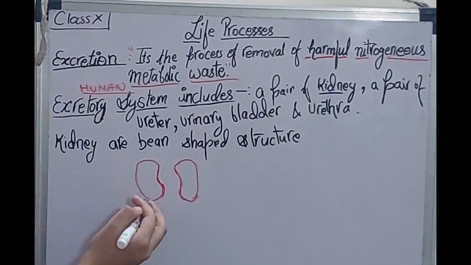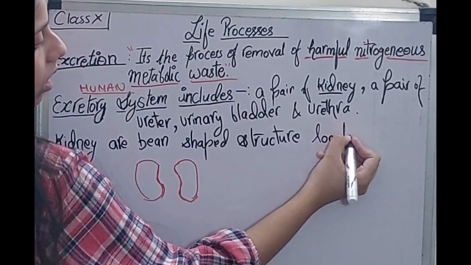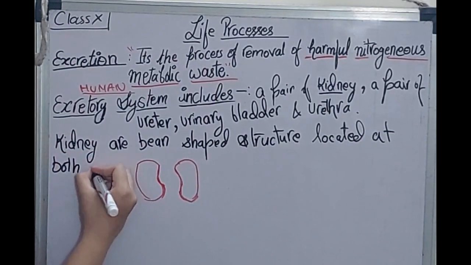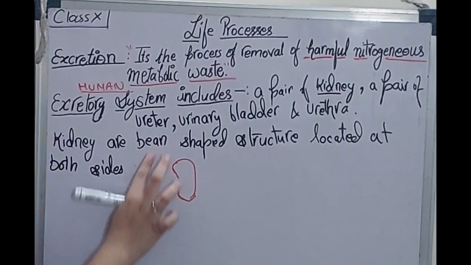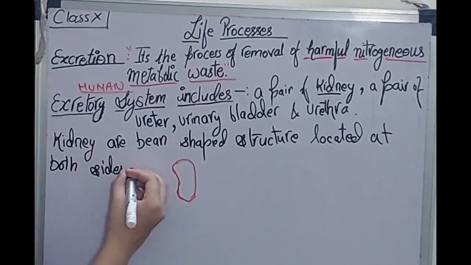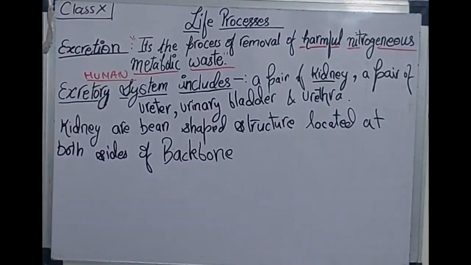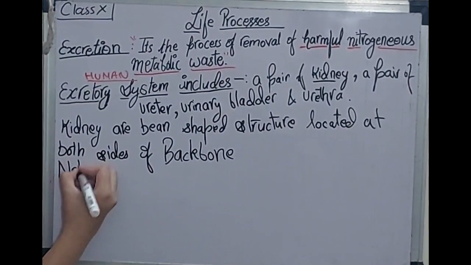And kidneys are bean-shaped structures located at both sides. You can check your textbook as well for the drawing. Right, kidneys are bean-shaped structures located at both sides of the backbone. This is clear. Now, here a term comes, nephrons.